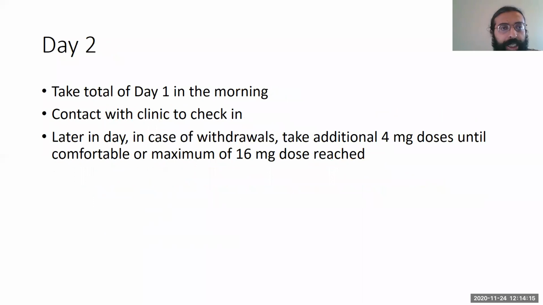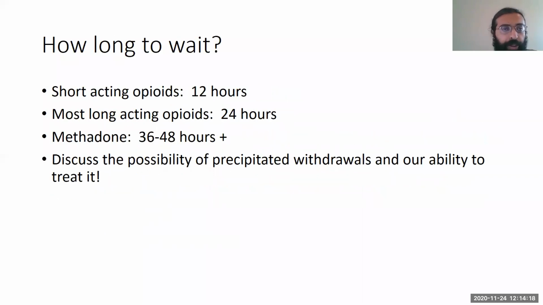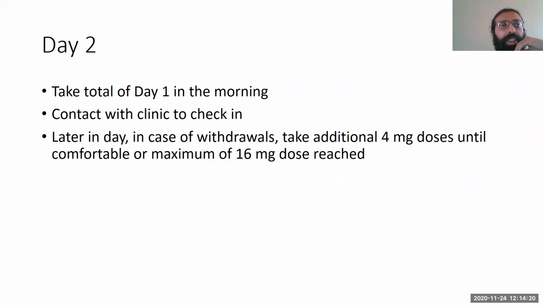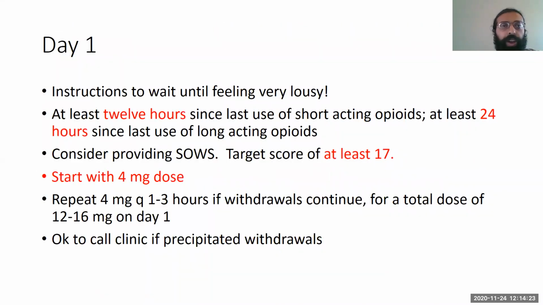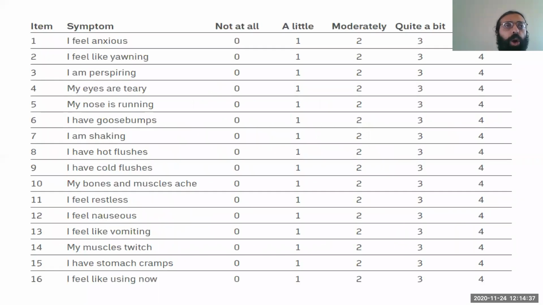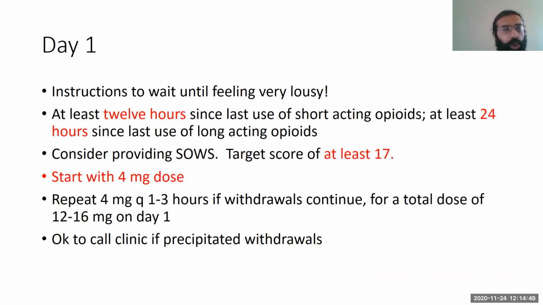I've included a few slides here for the process as reference. In general, the idea is you still wait until you're feeling really lousy. You tell patients to wait at least 12 hours since the last use of short-acting opioids, and if they're using long-acting opioid medications, we have them wait at least 24 hours. I tend to send them home with this scale. It's called the Subjective Opioid Withdrawal Scale, or the SOWS. It's a validated opioid withdrawal scale that's been designed for self-administration. So I send patients home with it, and I tell them, score yourself.